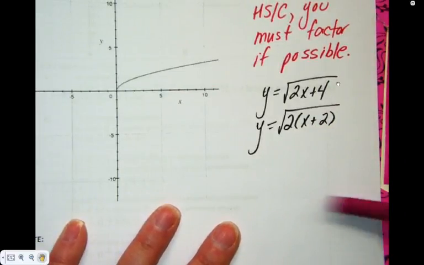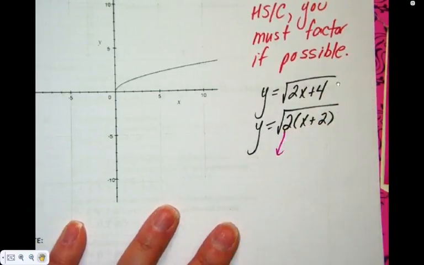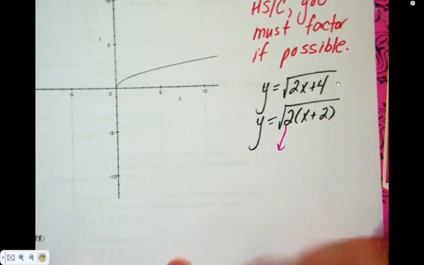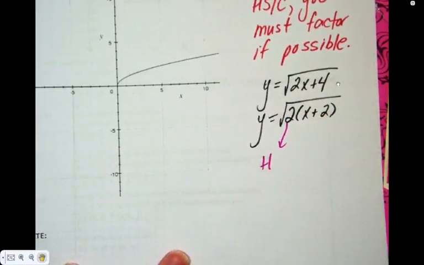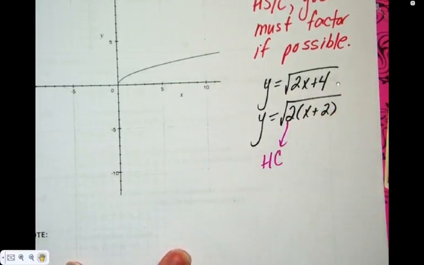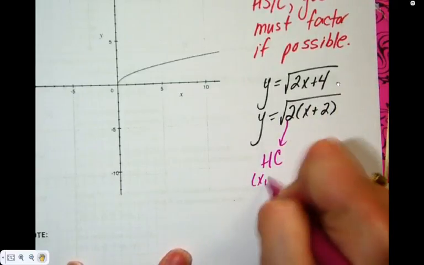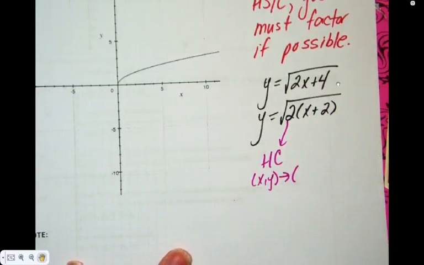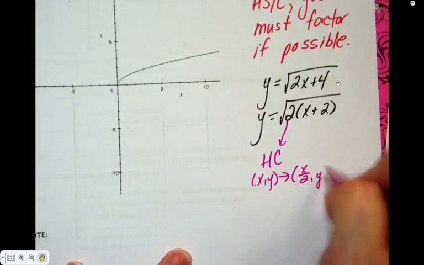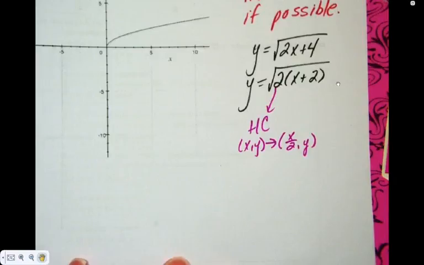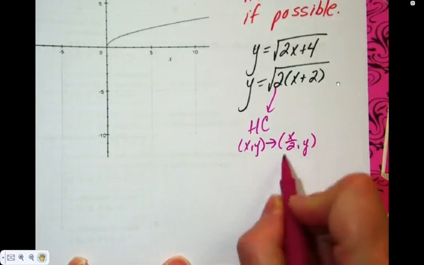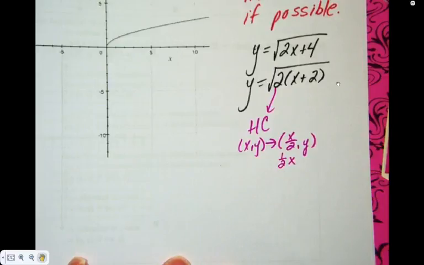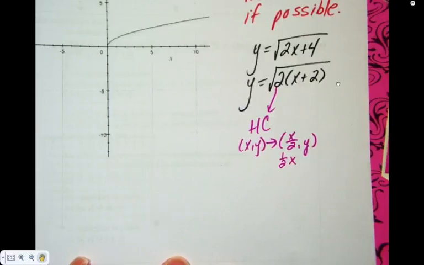Okay, so let's identify. The 2 is inside the radical, inside with the function, so it's horizontal. Because it's a whole number, it's a compression. And the mapping says that (x, y) goes to, with horizontal, what do we do? We divide. So x divided by 2, y. If your brain would rather write this as 1/2 times x, then write it as 1/2 of x. It's the same thing, whether you divide by 2 or you multiply by 1/2.